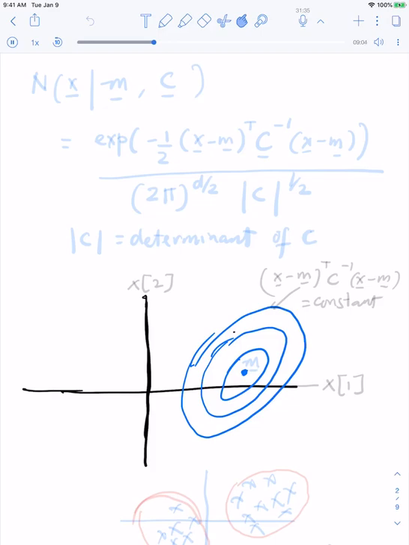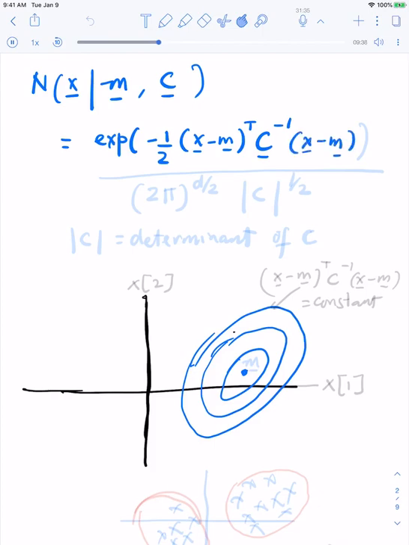So it's N of x given parameters m and C, exactly similar to what you had before. You have a minus half, you subtract out the mean, and instead of dividing by the variance, you take the inverse of the covariance. That's a natural generalization. And instead of squaring x minus m, you're doing x minus m transpose C inverse x minus m, right? So this is what you have.